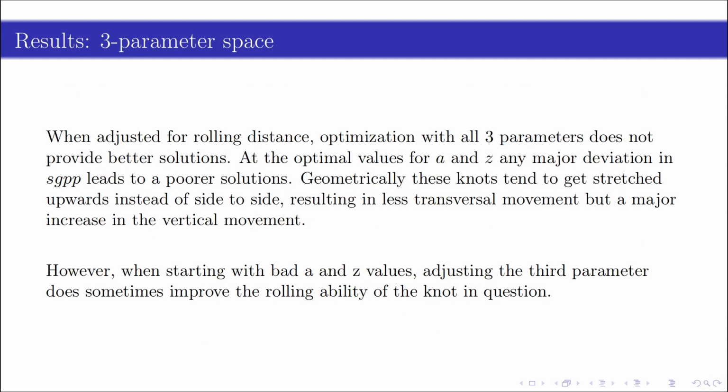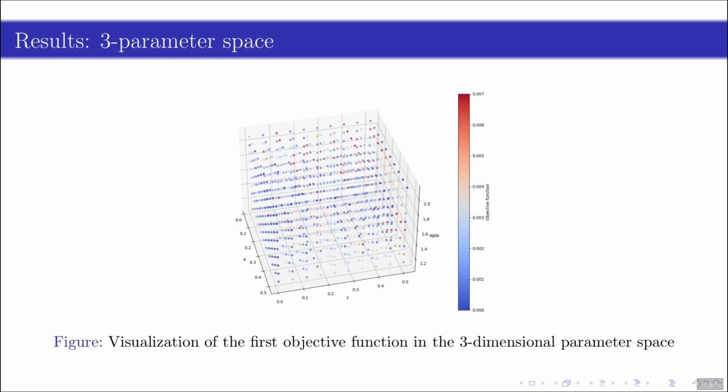Our success with the 3 parameters was very minimal. Basically, the third parameter doesn't really help. It can only make the results worse. Unless you start with very bad 2-dimensional results, then a change in the third parameter can lend some value, but not very much. And here are the 4-dimensional plots of the 2 objective functions.